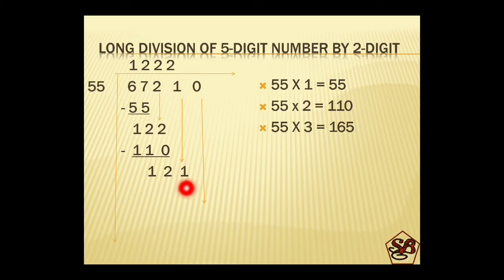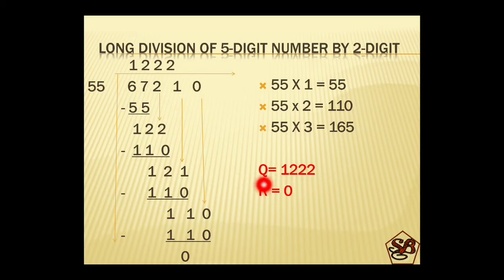Now we bring the next number down. We have now 121. Again, 121 will go with this number only, as 165 is bigger. 55 twos are 110. Now, subtracting these, we get the answer 11. And we bring down 0. Now we have 110. Again, this will go at 2. 55 twos are 110. And the remainder we got in the end is 0, and we don't have any number to bring down also. So, our final answer is, quotient is 1222 and remainder is 0.